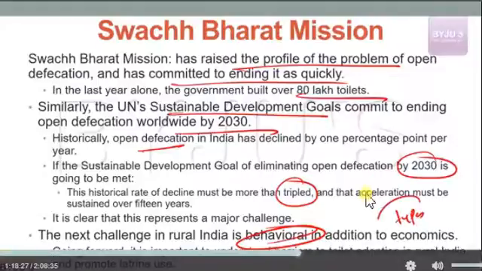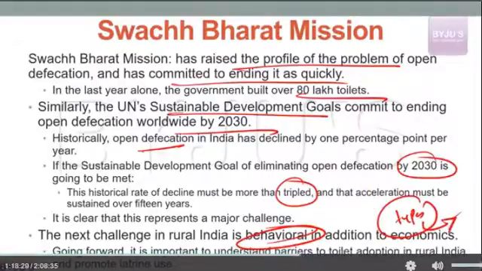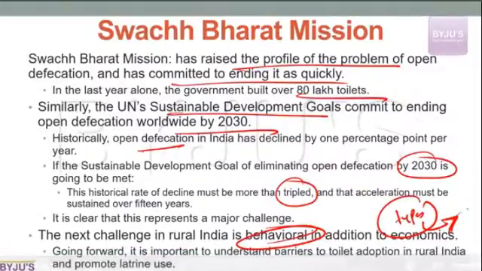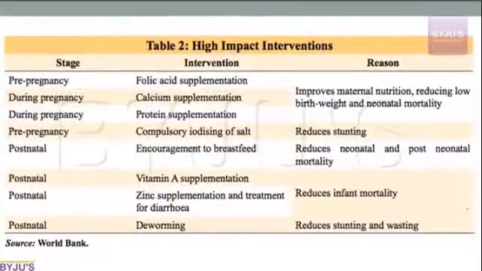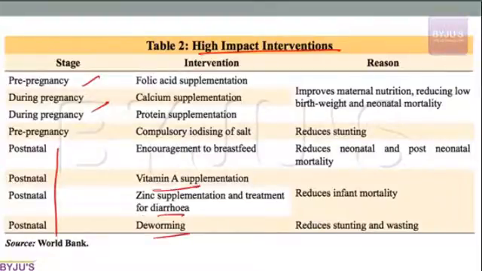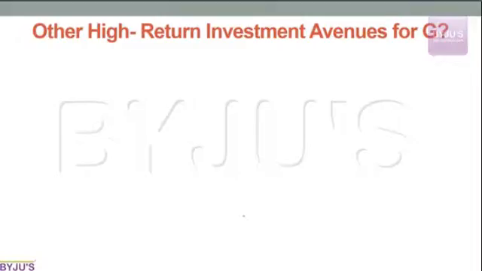And also there are new types of toilets being built which use the excreta for compost, etc. So those aspects also can be useful. So technology can also have an intervention impact. So overall economic survey says there are some high impact interventions pre-pregnancy, during pregnancy, postnatal, especially for diarrhea, deworming, vitamin A supplementation, encouragement to breastfeed. These are all areas where government should invest money.